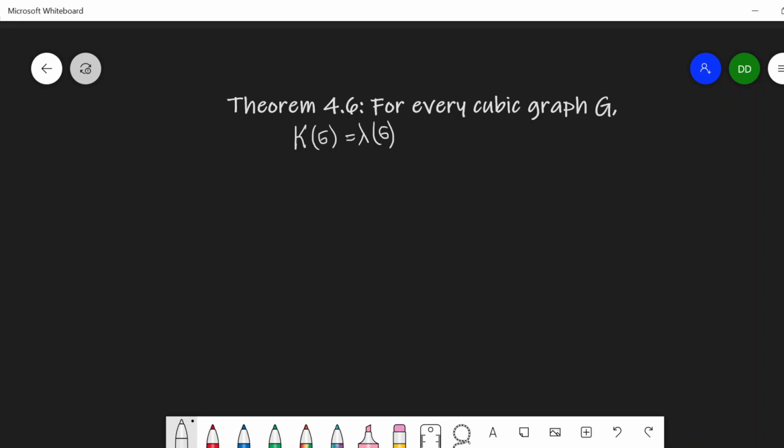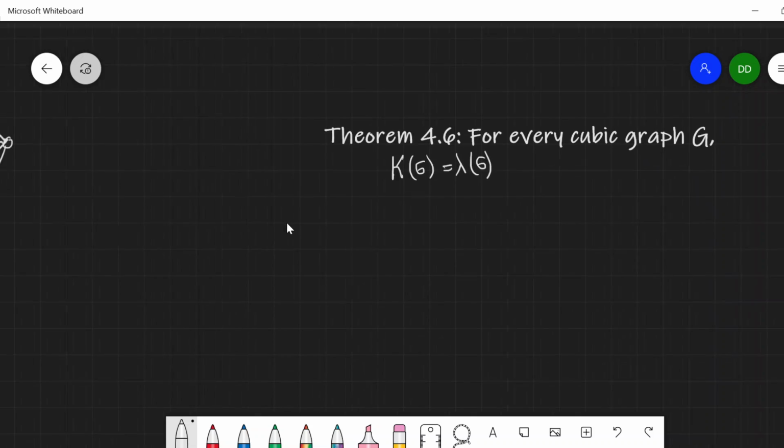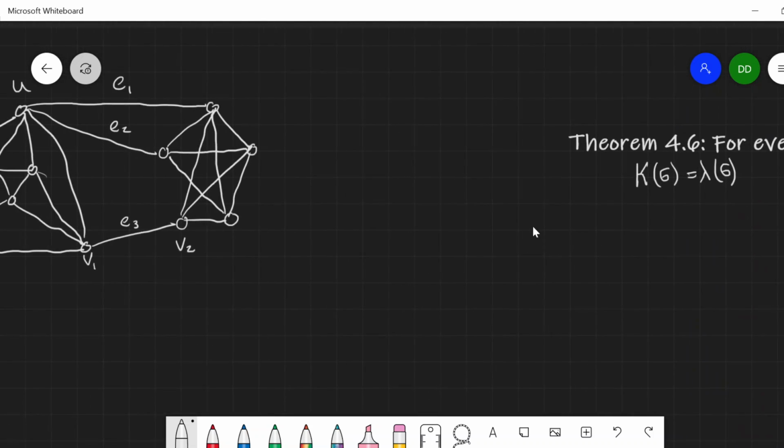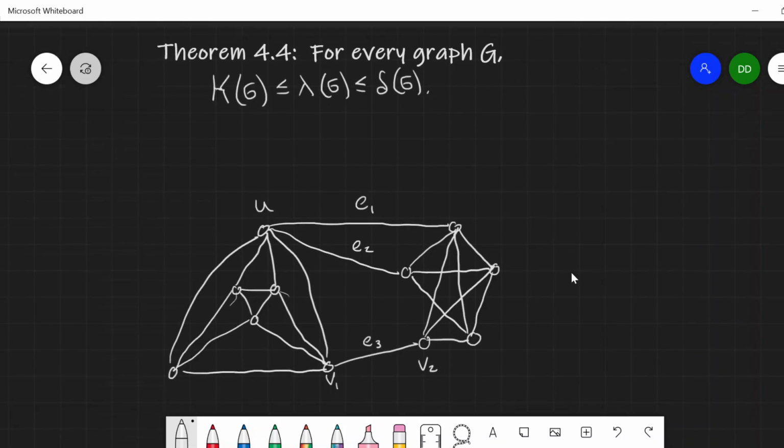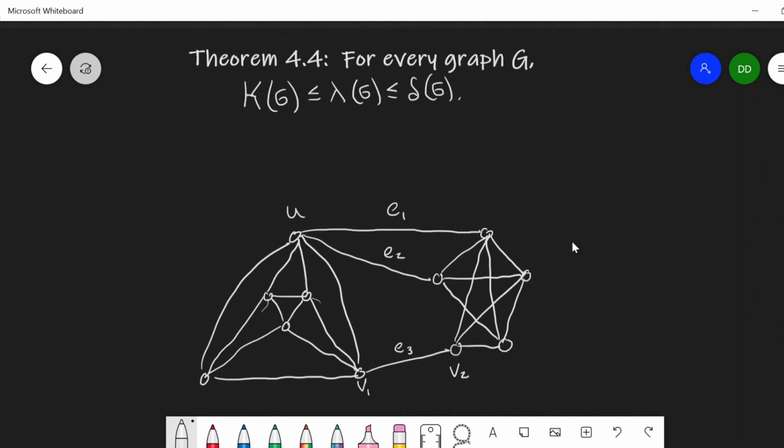In this video, I'll walk through the proof of Theorem 4.6, which establishes the fact that the connectivity and edge connectivity of a cubic graph are equal. I'll motivate this with an example and a reminder of Theorem 4.4.